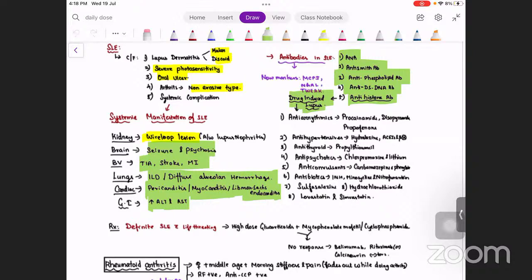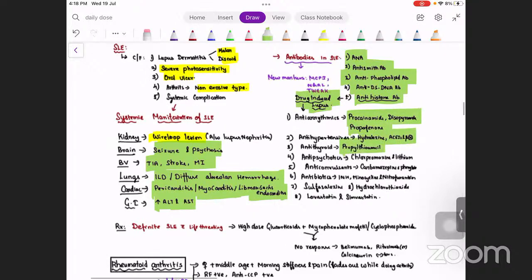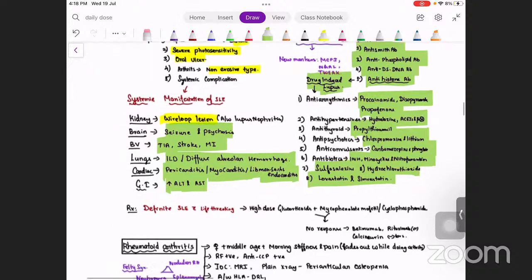For example, antiarrhythmics like procainamide, disopyramide, and propafenone. Antihypertensives like hydralazine, ACE inhibitors, and beta blockers. Antithyroid like propylthiouracil. Antipsychotics like chlorpromazine and lithium. Anticonvulsants, carbamazepine and phenytoin. And antibiotics, INH, minocycline, and nitrofurantoin. Sulfasalazine, hydrochlorothiazide, lovastatin, and simvastatin can produce SLE.